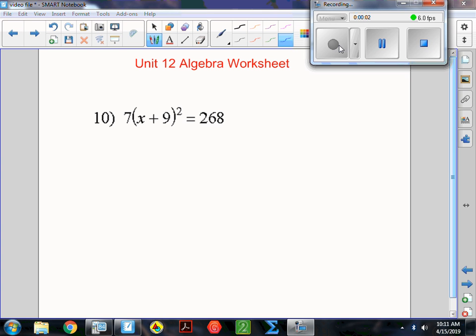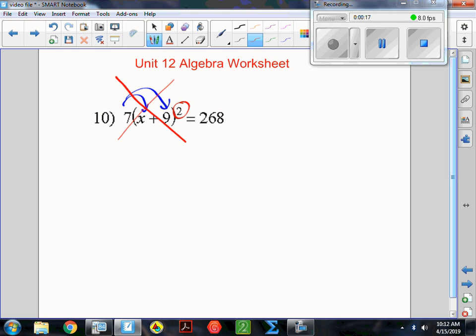Okay, number 10 on the algebra worksheet. Thing you have to pay attention to here is that you cannot distribute the 7 in like this because of the parentheses squared. Distributing the 7 as a simplify step actually goes against the order of operations, so you cannot do that. This is a good opportunity for you to divide to get rid of the 7.